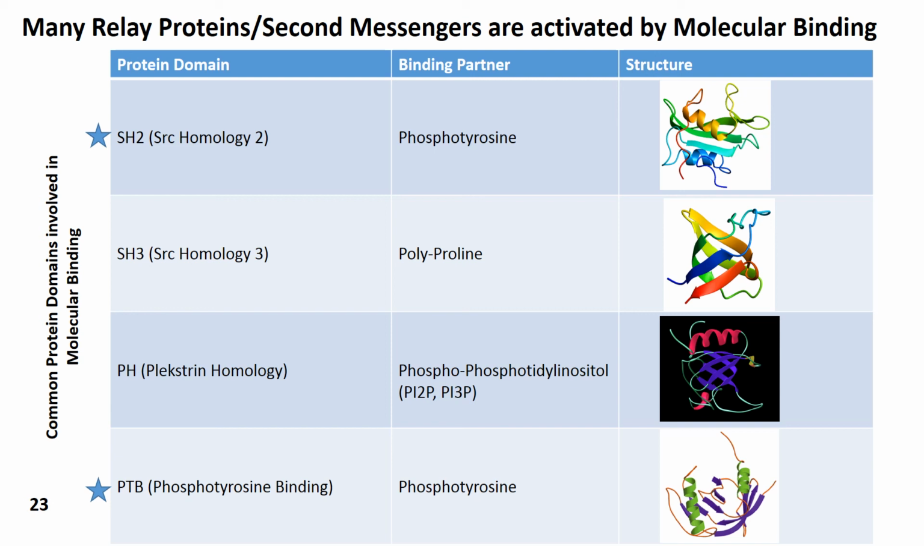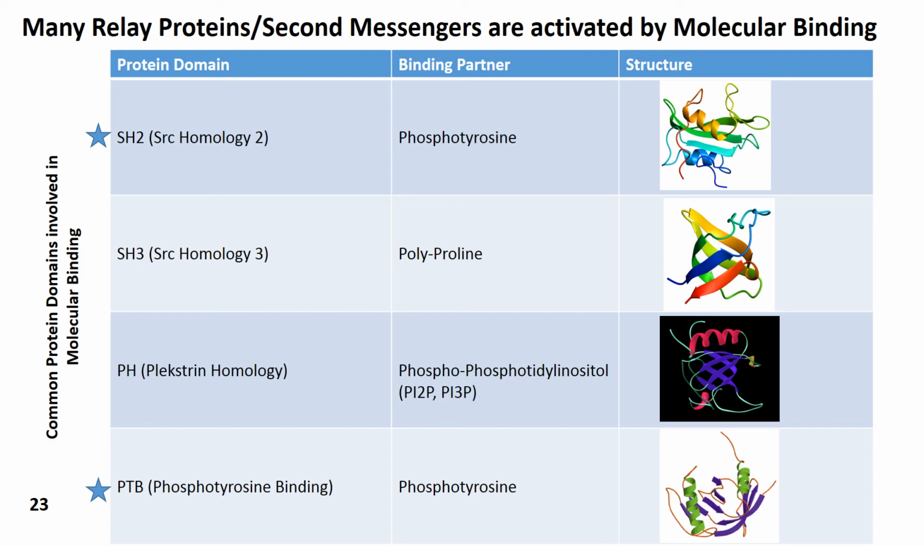One is an SH3 domain. SH3 domains are responsible for binding to polyproline sequences on proteins. These polyproline sequences form a three-dimensional shape that is recognized by an SH3 domain in a binding partner. And finally, a pleckstrin homology domain is responsible for binding to a phosphorylated inositol head on a phosphatidylinositol lipid in the membrane.